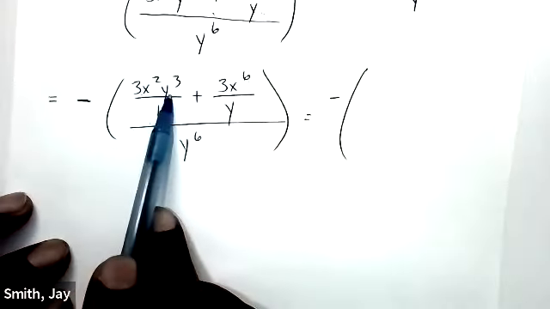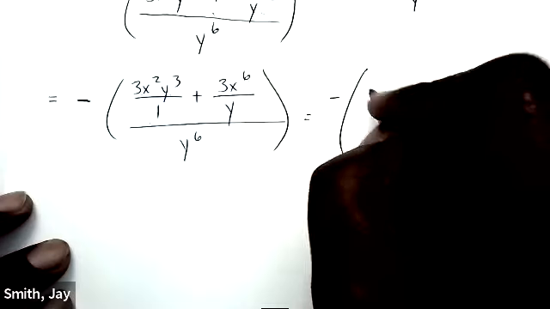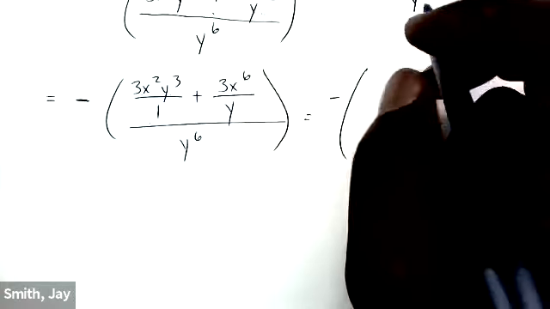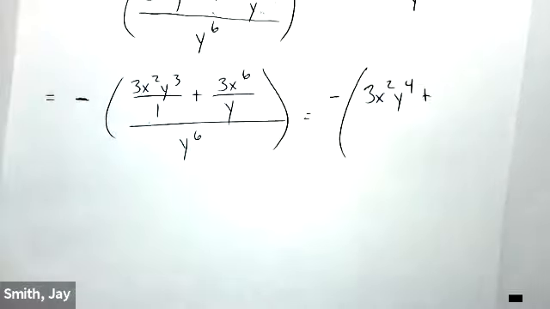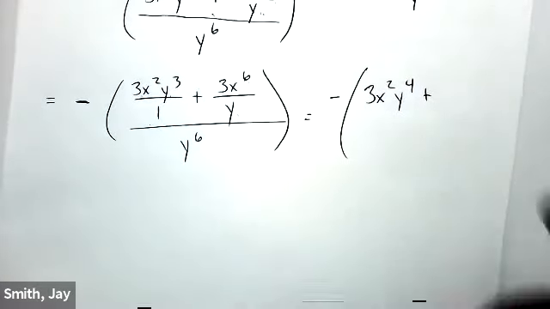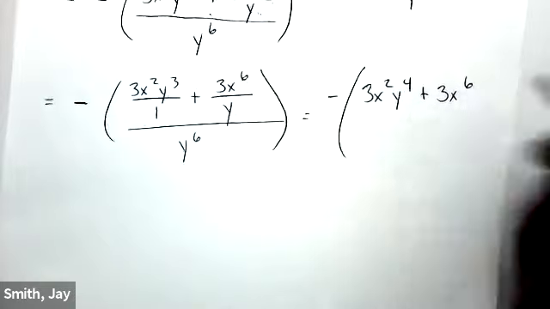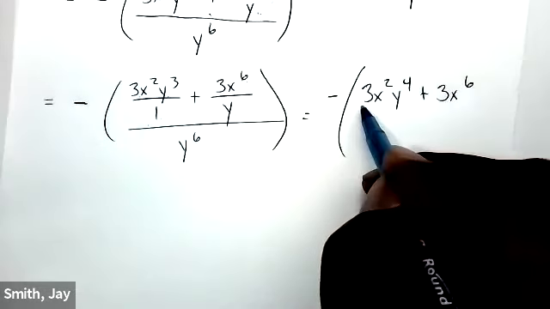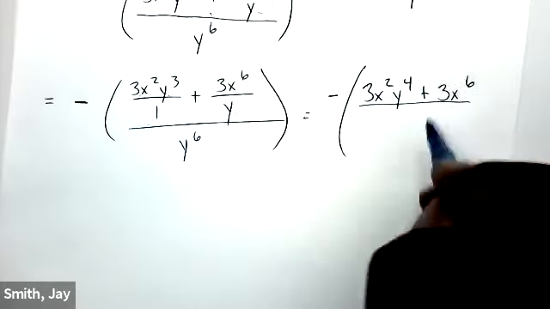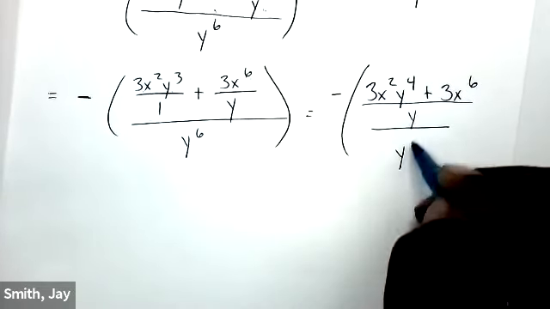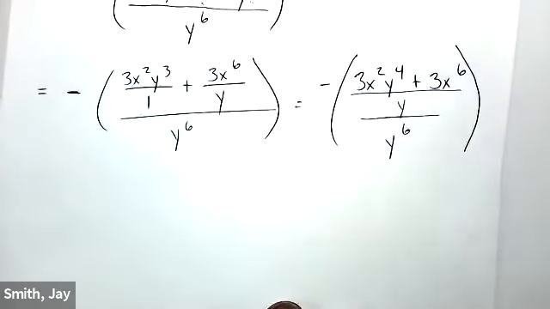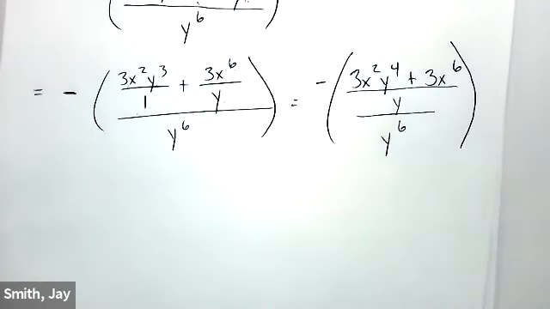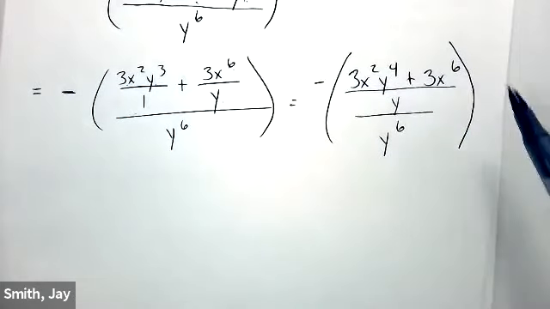So here we got 3x squared y cubed times y, which will give me 3x squared y to the 4. Plus bottom left times top right, 1 times 3x to the 6. That's going to give me 3x to the 6. It's all over the bottom times the bottom. 1 times y would just give me y. It's all over y to the 6 still. So it's focusing on what's inside the parentheses, still simplifying.